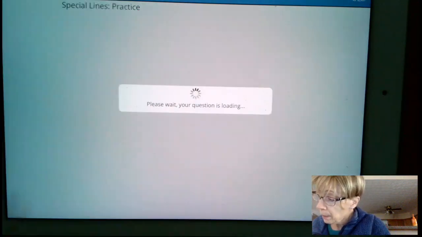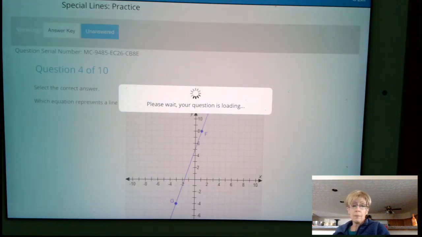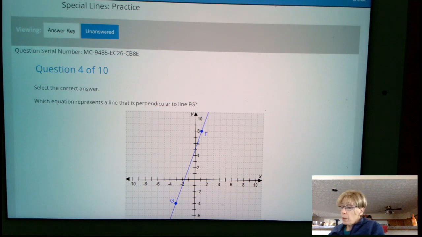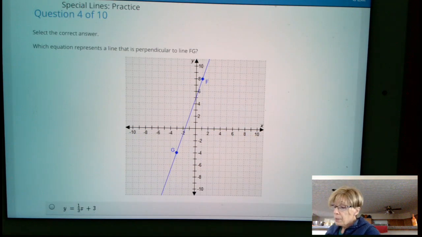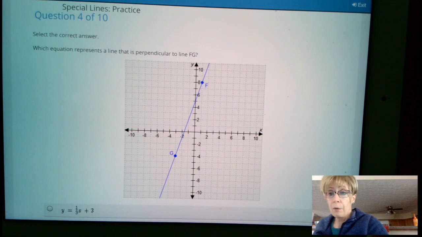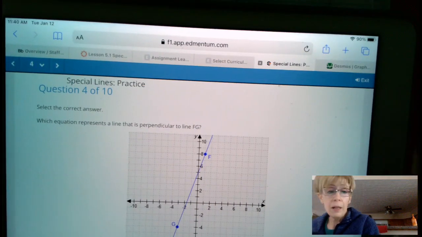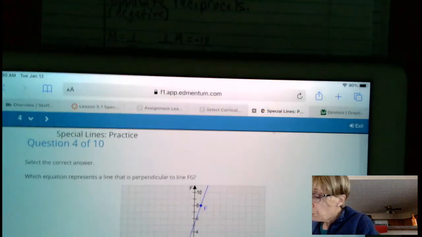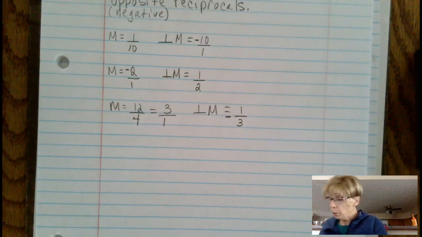If we look at another particular question here, it represents a line that is perpendicular to the line FG. Well, I started a video a few minutes ago, and for whatever reason it did not record, so I have some stuff written down that I would like to show you to help you out with what you're working with in terms of perpendicular and parallel lines.